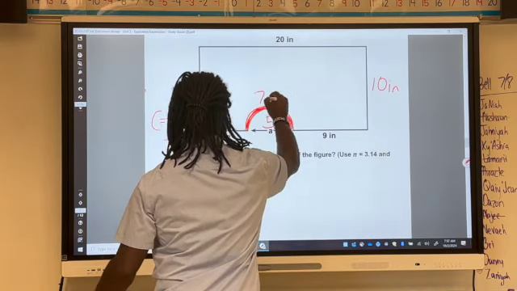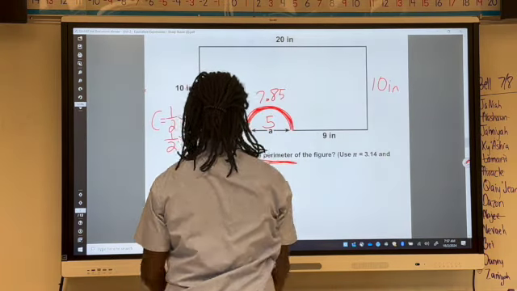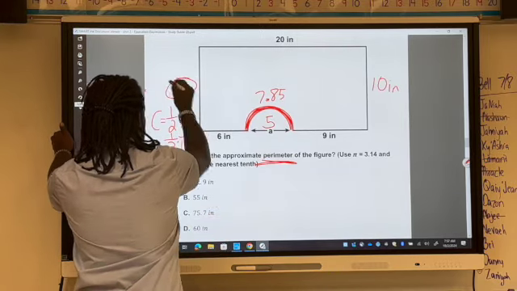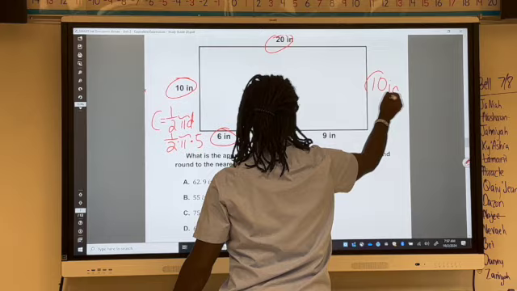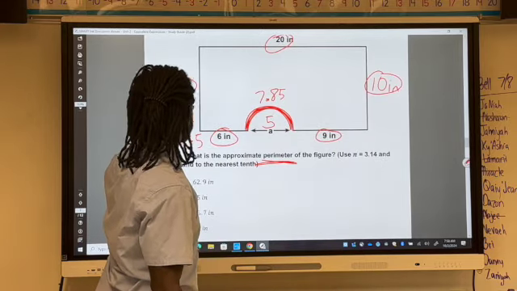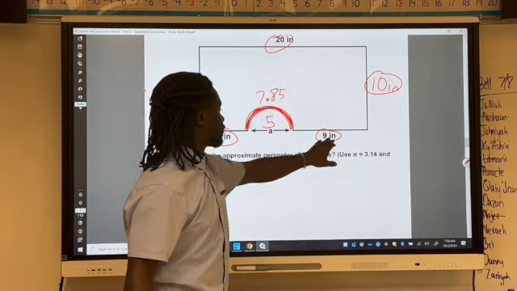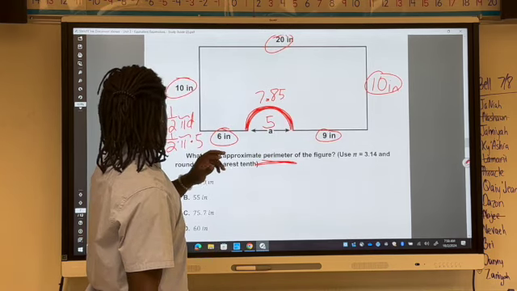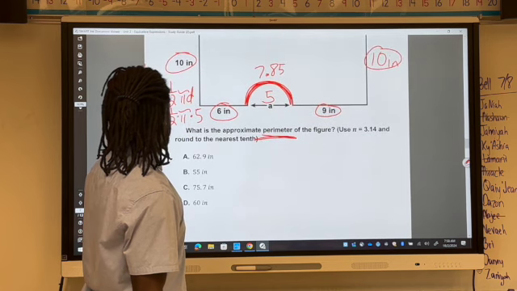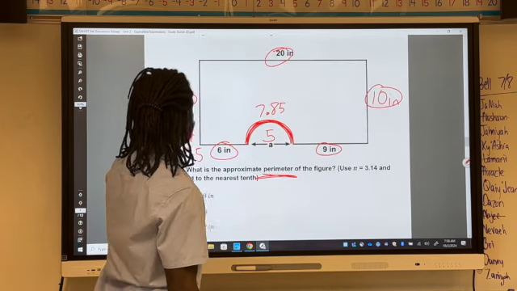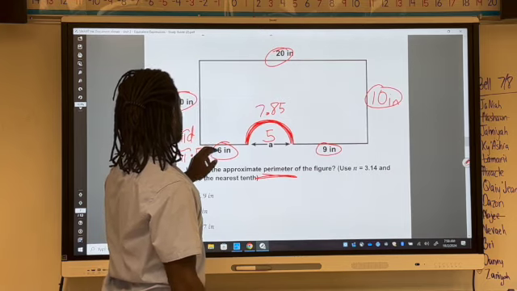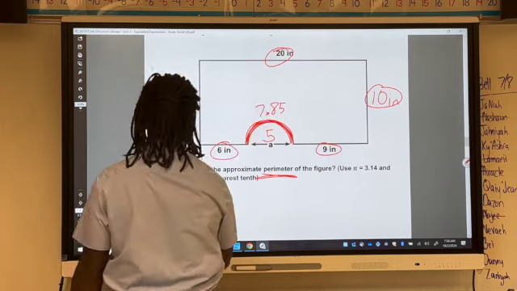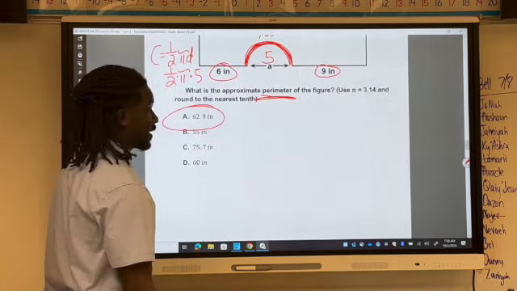So this is 7.85 as the circumference of the semicircle, and then I just add these all up. This is 10, that's 20, 40, 55, and then 55 plus 7.85 is going to give me 62.9.